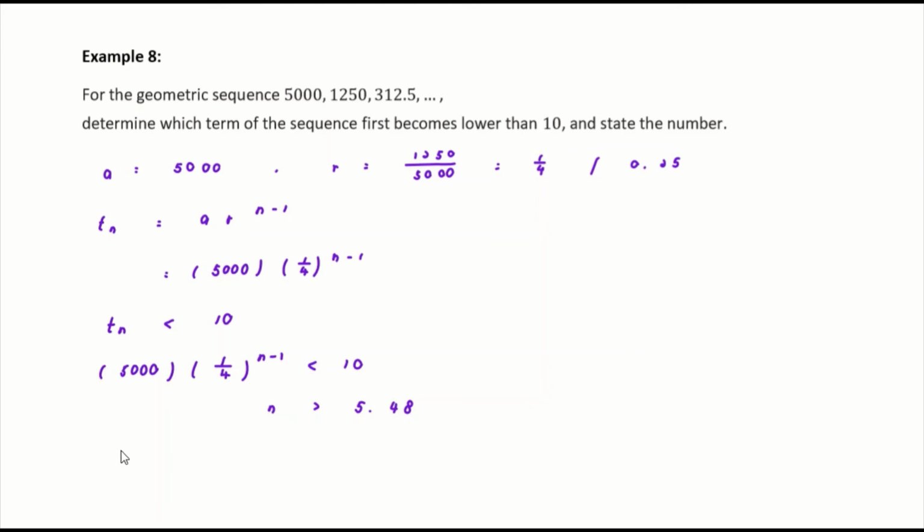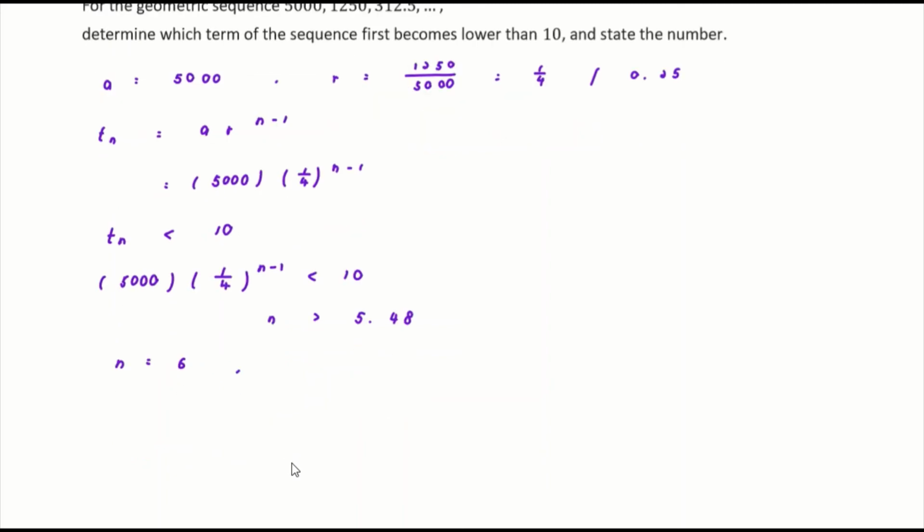So which means the number that we get should be n equals 6. In this case, you can always try to check as well. Try to find out what your T6 is. So T6 is equal to 5,000, right? Then after that, 1 over 4, and then 6 minus 1. Okay, so we can just calculate it by using the calculator.